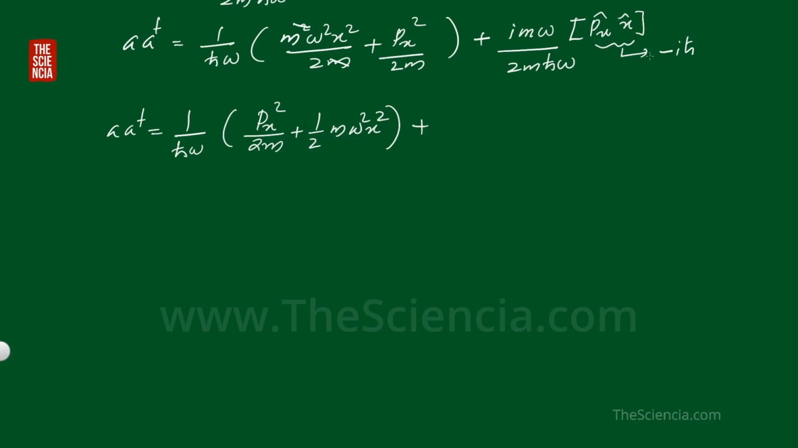Why minus? Because the order is interchanged. And here we can multiply this i into minus i, so it will be plus 1, right? And we can cancel this h cross m and the omega, so the remaining term is only 1 by 2. And what is this term? This is nothing but the Hamiltonian operator, which corresponds to kinetic energy, and this term corresponds to the potential energy, right? That is, we got a dagger is equal to h cap by h cross omega plus 1 by 2.